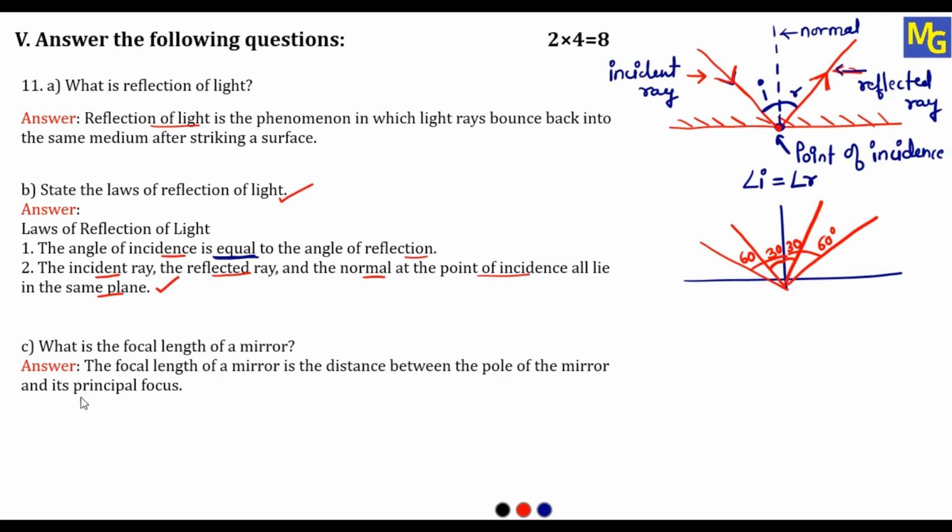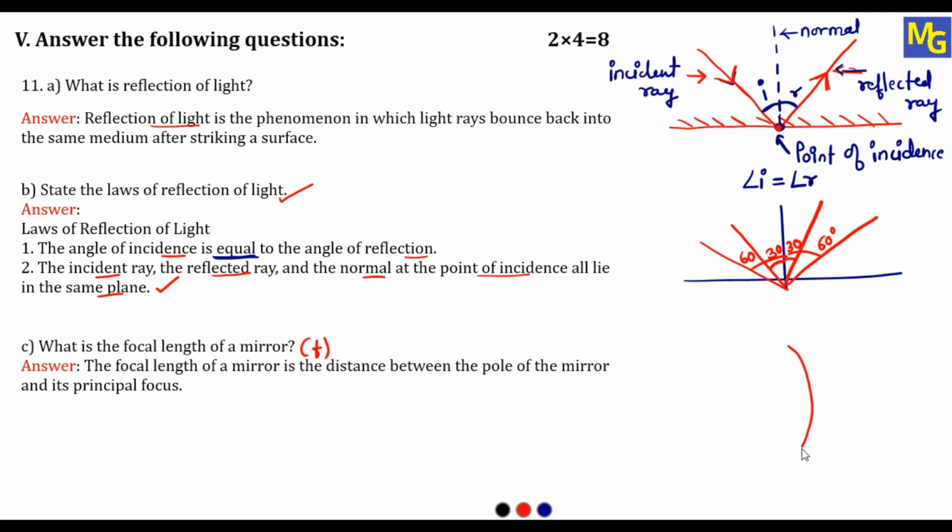Now the next one, question C. What is the focal length of a mirror? Very simple, focal length which is denoted by small f. So focal length of a mirror is the distance between the pole of the mirror and its principal focus.